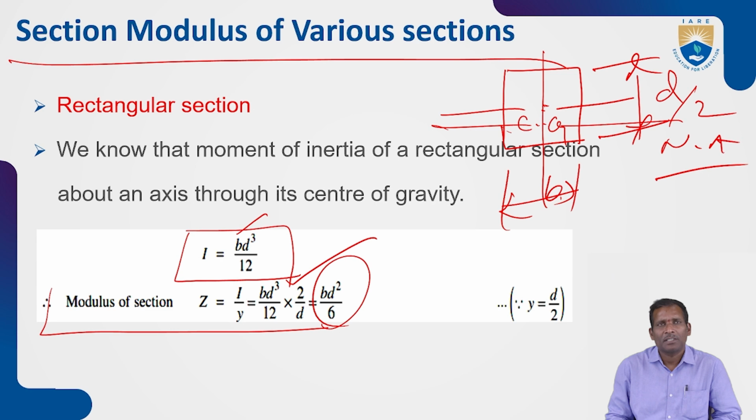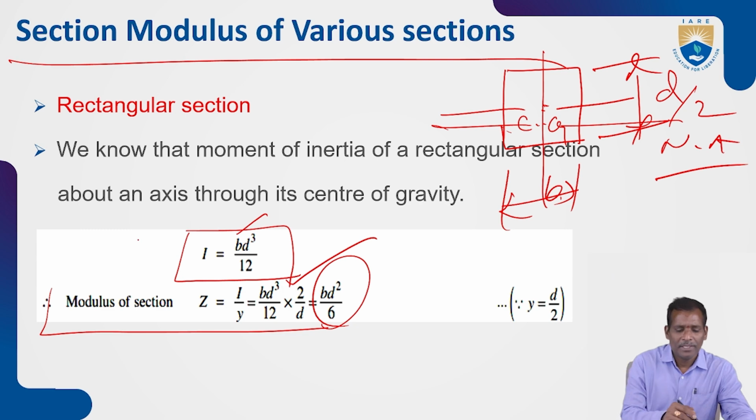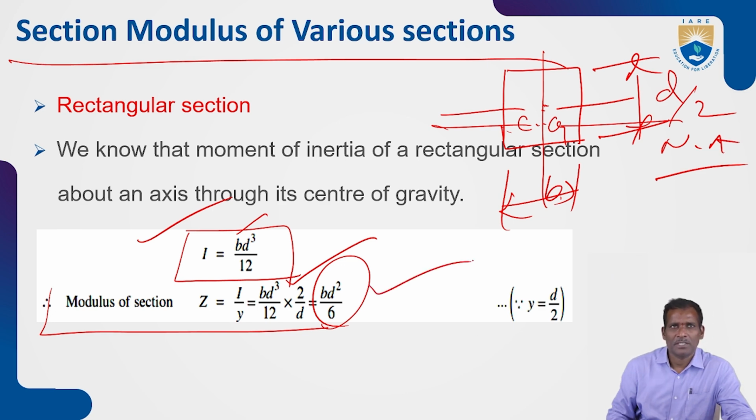For the rectangular section, the section modulus: the moment of inertia is b d cubed by 12. I, you know, is b d cubed by 12. And then I by y, where y is d by 2. Substitute these two values and you will get the Z value. So that is b d square by 6.